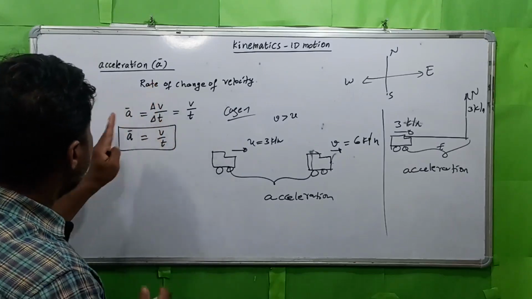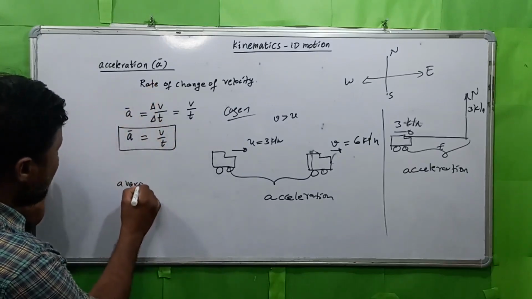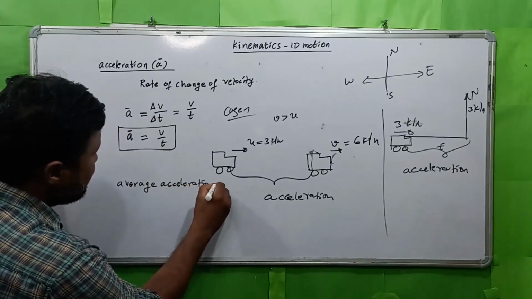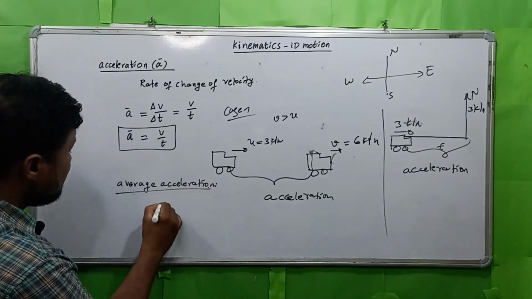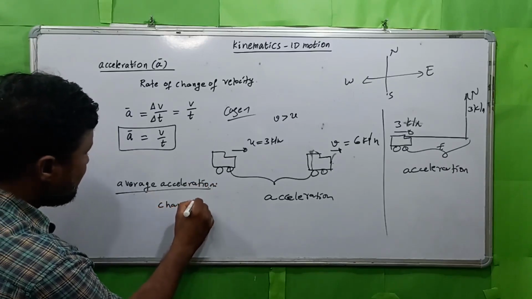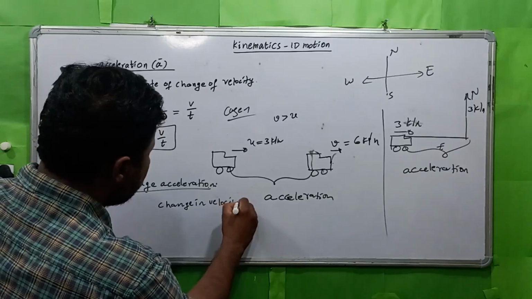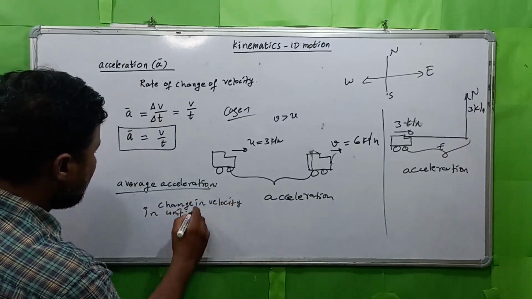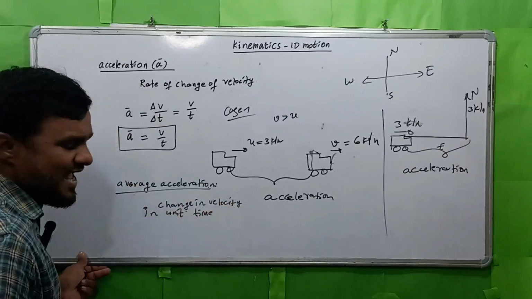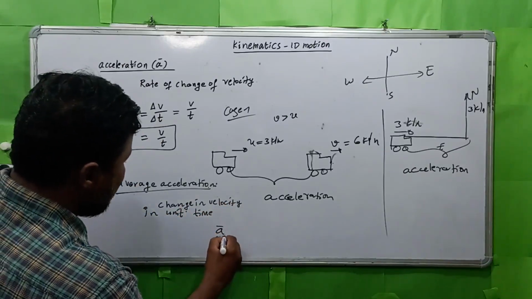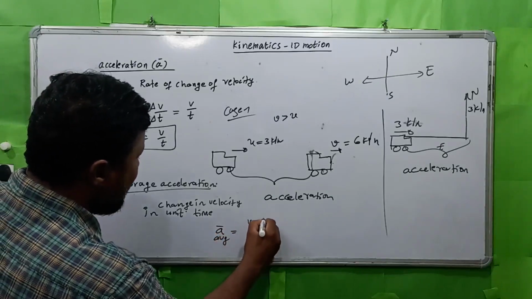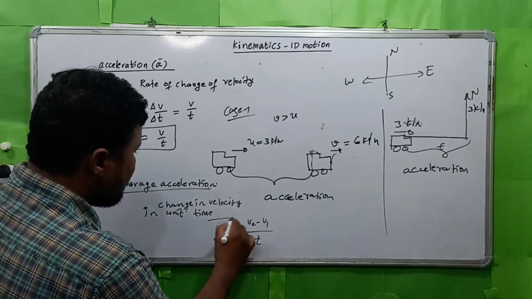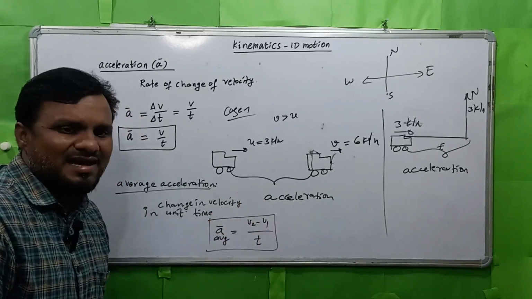And coming to average acceleration. Average acceleration is defined as change in velocity in unit time. Average acceleration is equal to v2 minus v1, final velocity minus initial velocity, by unit time, which is nothing but average acceleration.